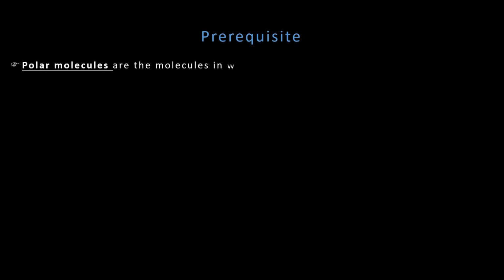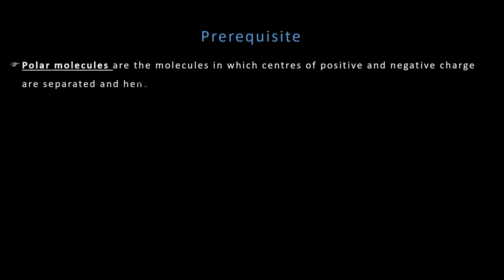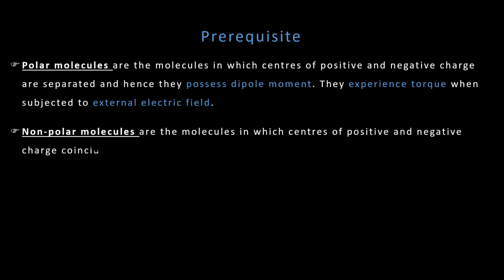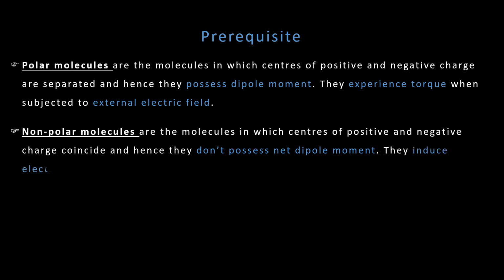First of all, we should be knowing what is polar molecule and what is non-polar molecule. So we know that the molecule in which we have positive and negative charges coinciding are non-polar molecules, but if positive and negative charges, center of the two, are separated, then such molecules are polar molecules. And polar molecules simply rotate when subjected to external electric field, but for non-polar molecules, when subjected to external electric field, dipole moment is induced.